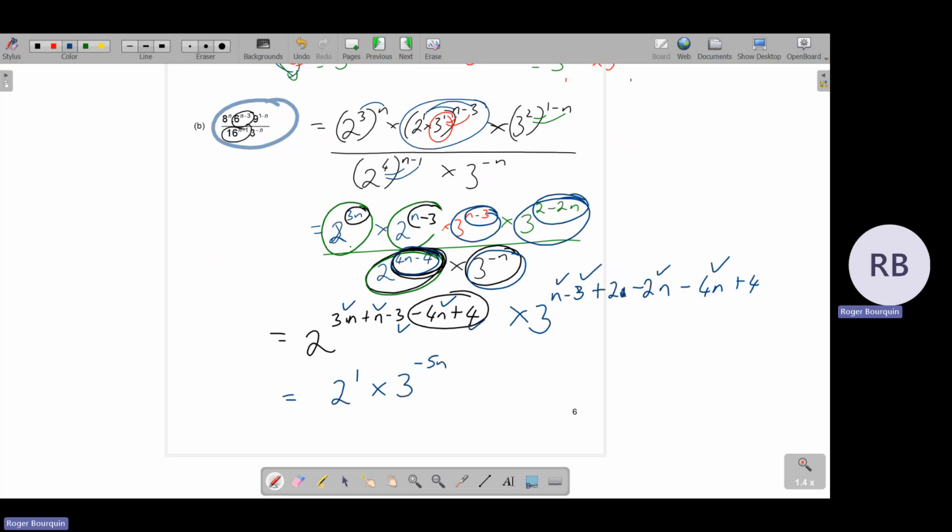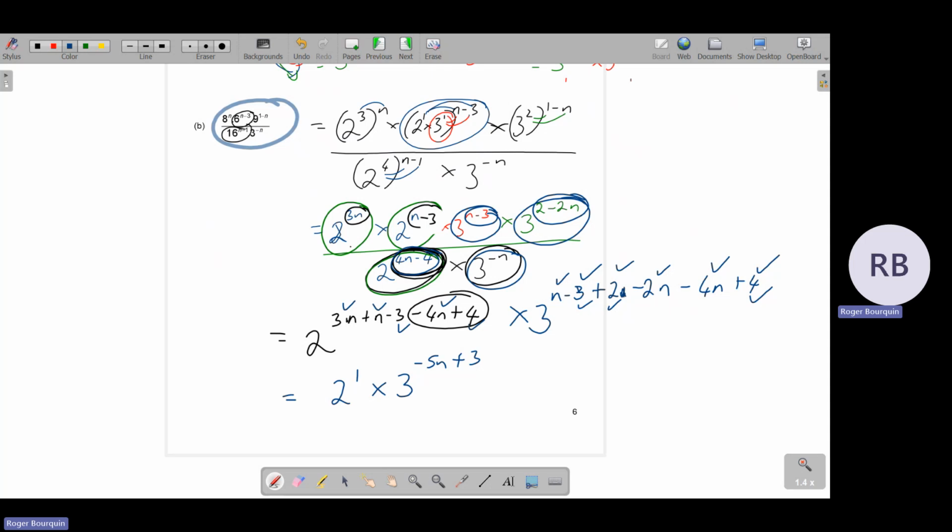Then I'm going to have minus 3 plus 2 is negative 1. Negative 1 plus 4 is 3. Sorry, negative 3 plus 2 is negative 1. Negative 1 plus 4 is 3. So double check that for you. That works. That's n minus 3, 2 minus 2n. Minus 1 plus 4. If I add like terms, negative n minus 4n is negative 5n. Minus 3 plus 2 is negative 1 plus 4 is 3.